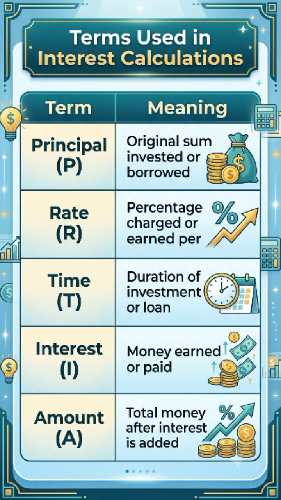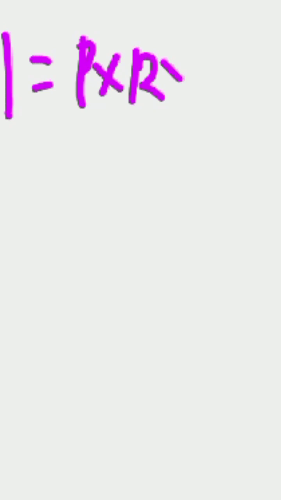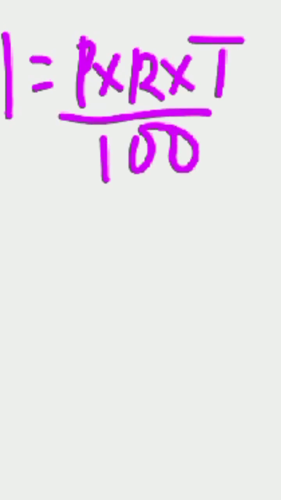Let's look at the formula for calculating simple interest. I is equal to principal, which is P, times rate, times time, all over 100. So we have to make sure that I is for interest, P is for principal, R is rate, and T is for time. This is the formula you use in solving for simple interest.